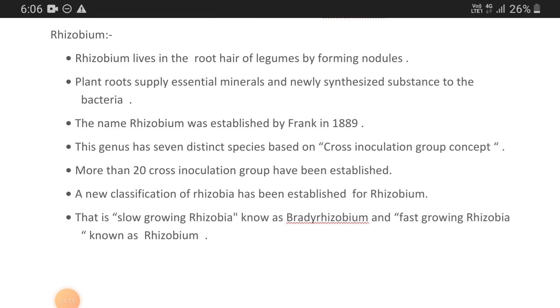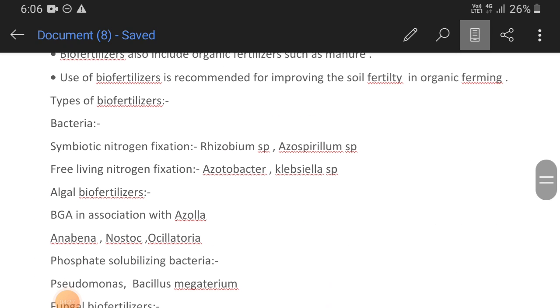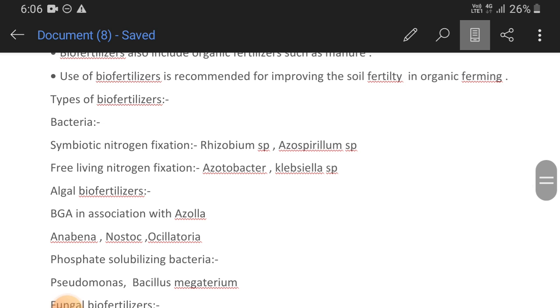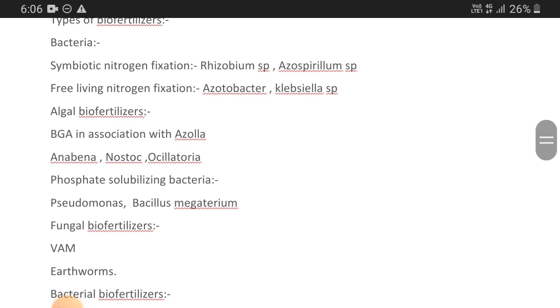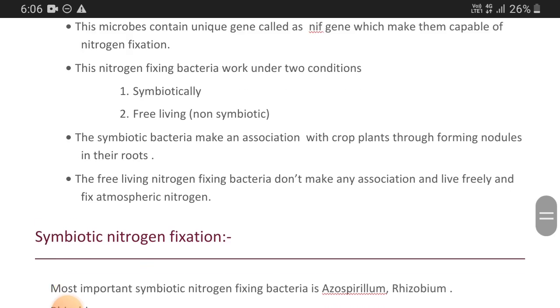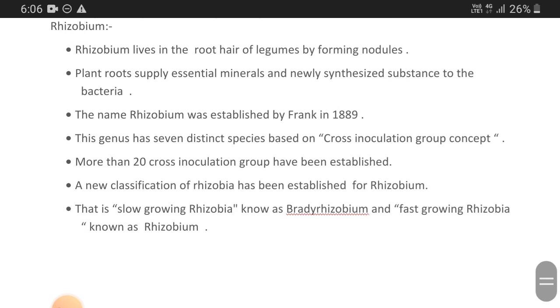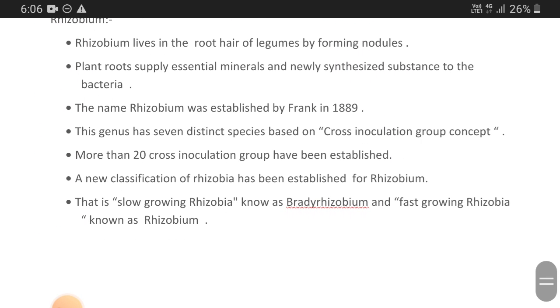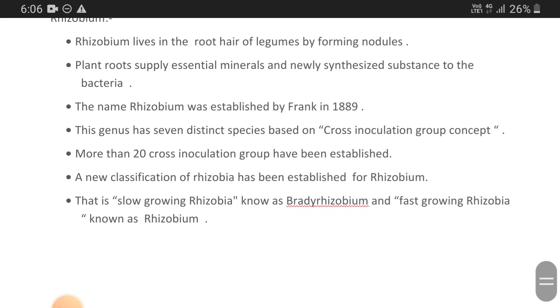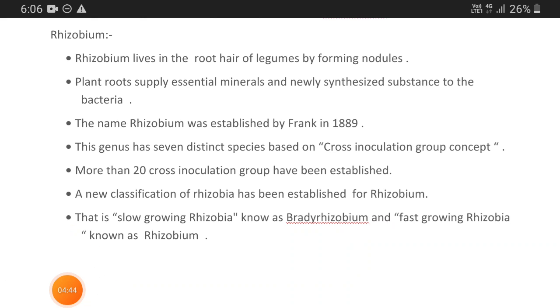So today we have learnt about the various types of biofertilizers, where we have started with bacterial biofertilizers. Remember, bacterial biofertilizers are nothing but nitrogen fixers, and they contain the NIF gene. Due to the presence of that NIF gene, they can perform nitrogen fixation. There are two kinds of nitrogen fixers that we have discussed.